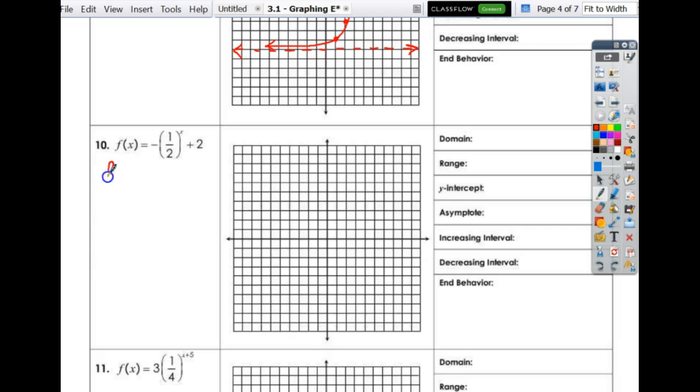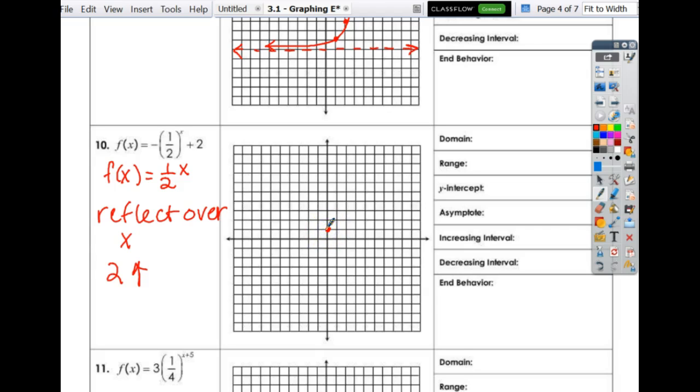What's the parent function? 1/2 to the x. So next, what are the transformations? The negative means reflect over x, and the +2 is 2 up. Which point do I always start with? 0, 1. If I reflect it over the x, that's down here, and if I go up 2, 1, 2, I'm right back where I started.